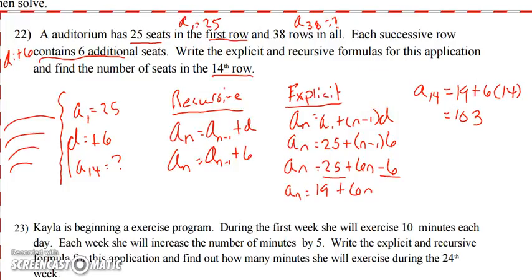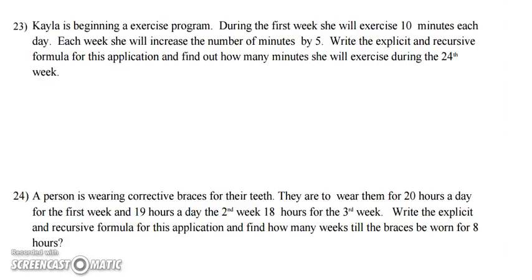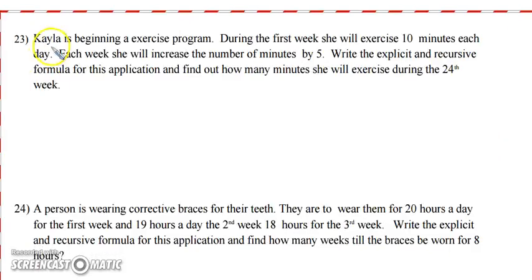So let's keep going. Okay. Kayla is beginning an exercise program. During the first week, she will exercise 10 minutes. First week, 10 minutes. I think that means A1 equals 10. Each week she'll increase the number of minutes by 5. So that's our difference from week to week, plus 5. Write the explicit and recursive formula for this application. Find out how many minutes she'll be exercising during the 24th week.